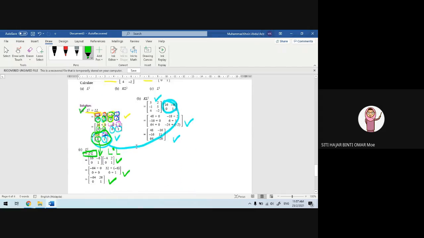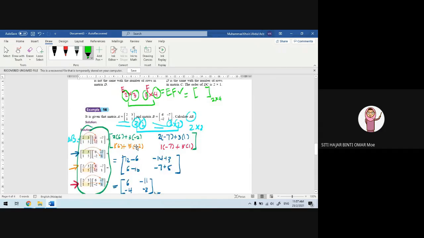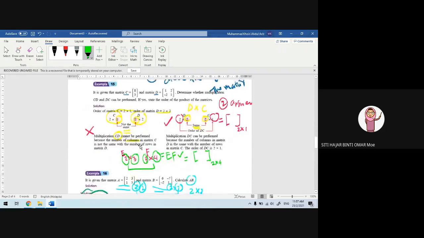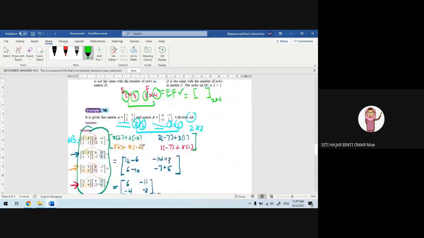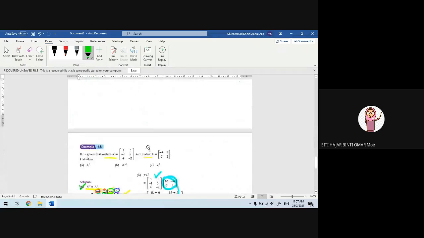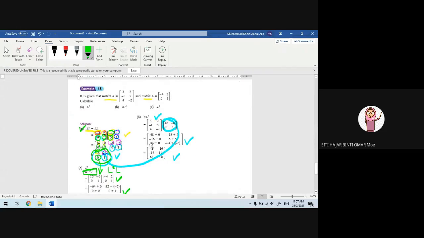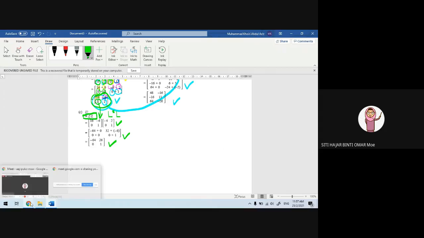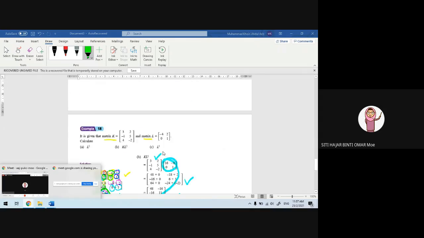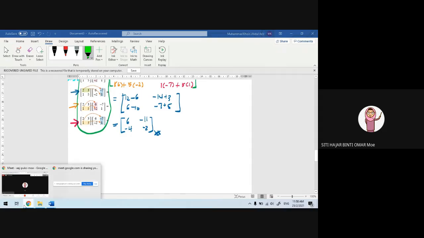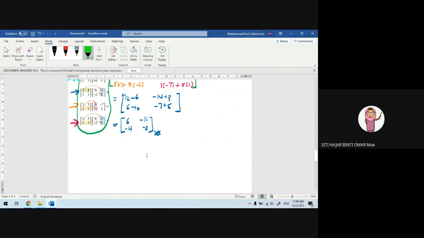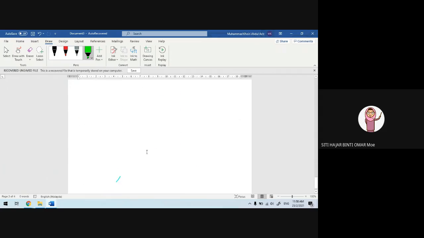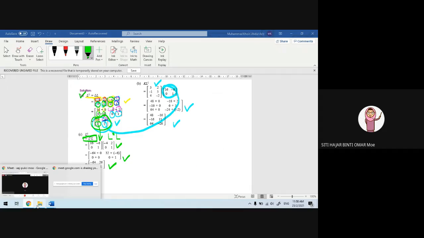So that's how you multiply a matrix. That's how you multiply two matrices. Okay, so continue the homework at page. Later I give you the questions that you need to solve. Okay, alright, that's all. Thank you.